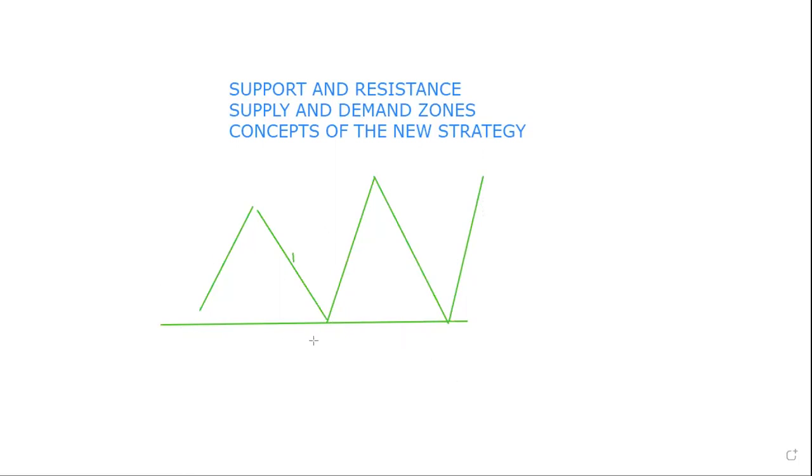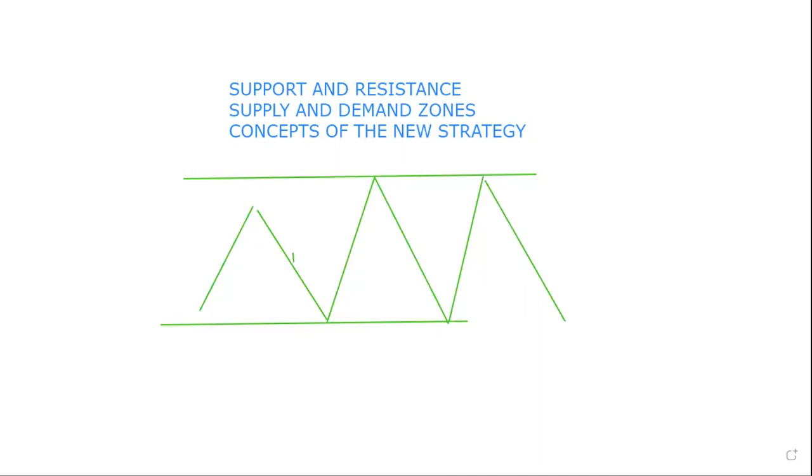Any point you have on the chart like this is a support. And if you also have a point at the top acting as a roof, the price is not able to break above it, that area is a resistance. So that is just the brief explanation of support and resistance.